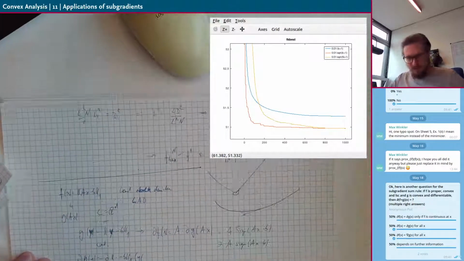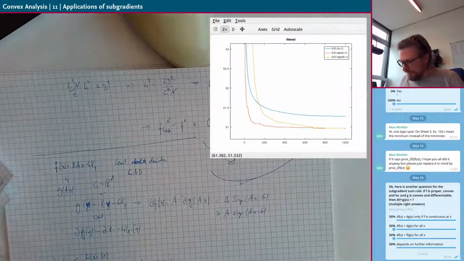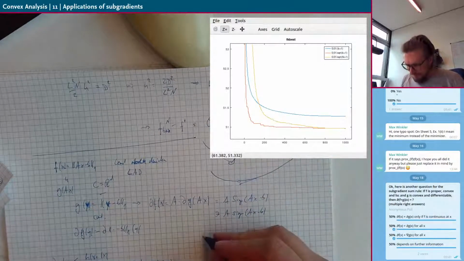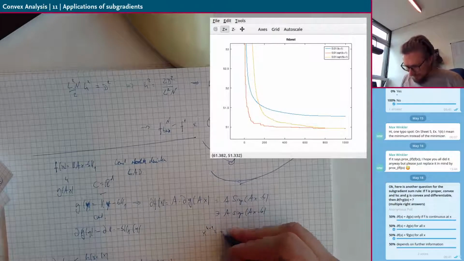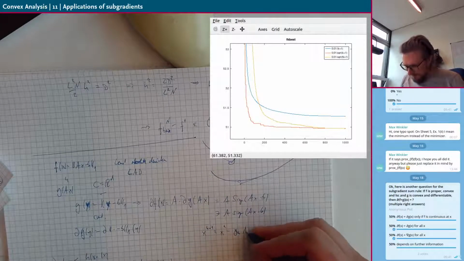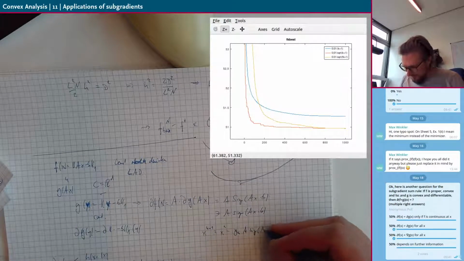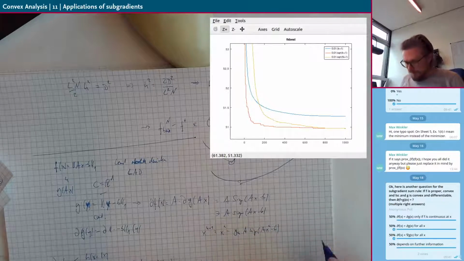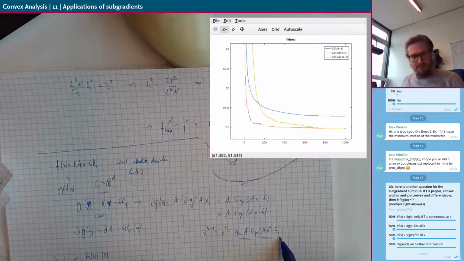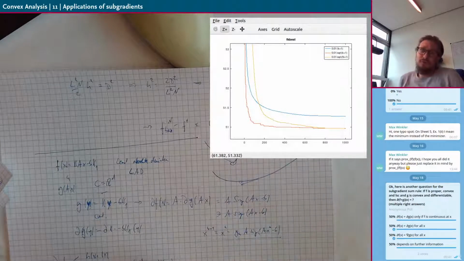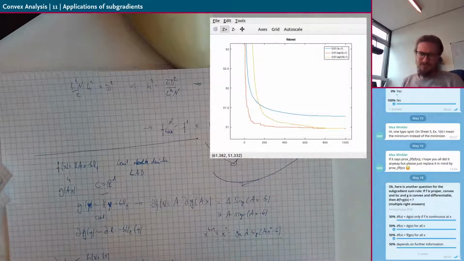So maybe I could have written it down. What you just do here for the algorithm is x_{k+1} is x_k minus gamma_k times a times the sign of (a x_k minus b). Just type that in and choose gamma_k, and you have an algorithm, and it does converge, but painfully slow.